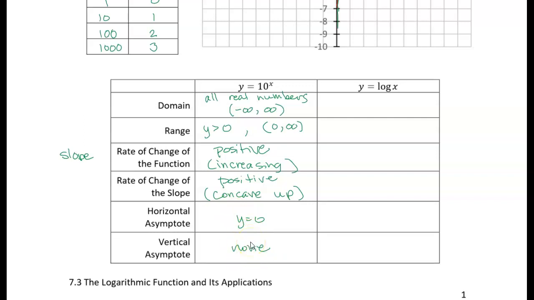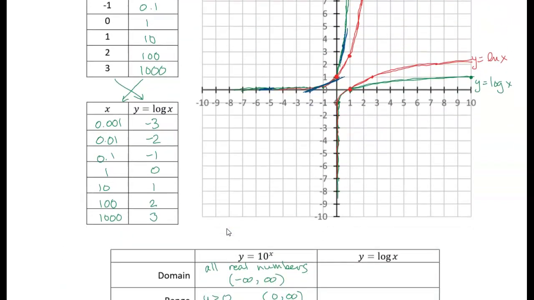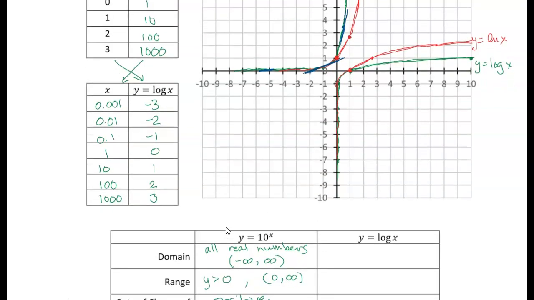All right, so now let's take a look at the log function and see how it compares. Y equals log of x. Let's look at the domain of the function. The domain is all the possible x values. Now, if you try to take the log of 0, you're asking, what power of 10 gives me 0? And that's not going to work.